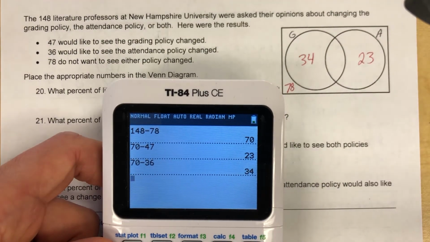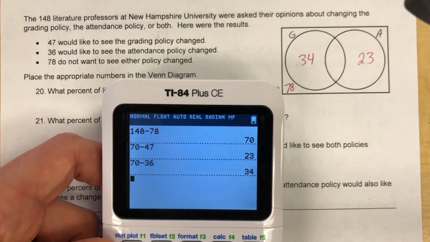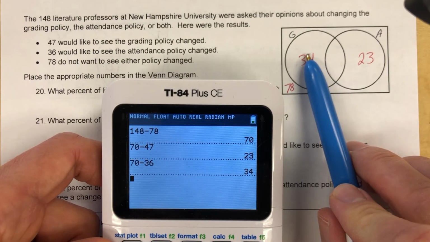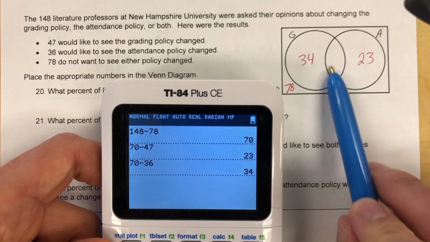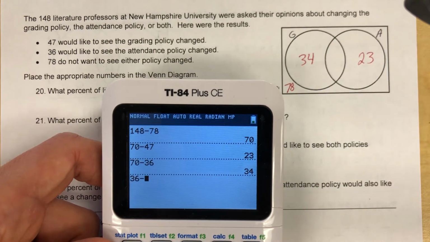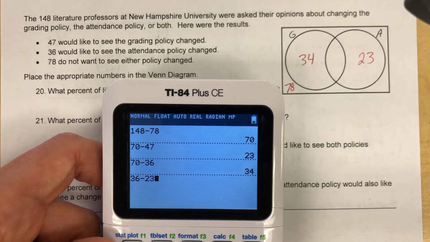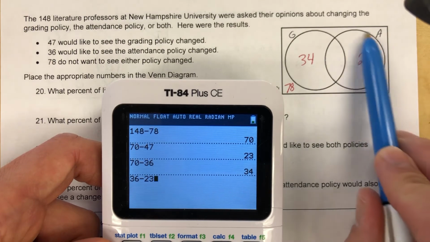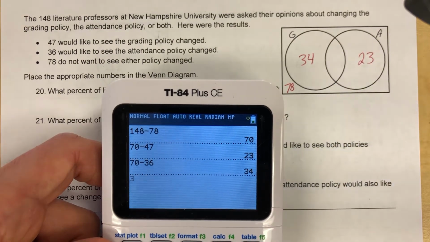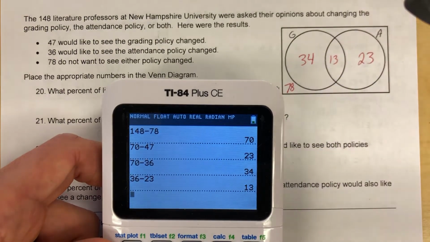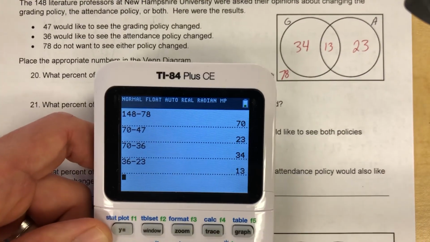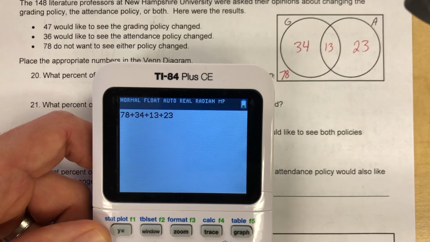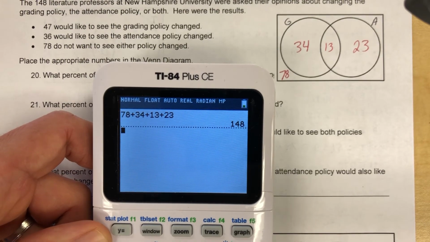Just grading. I didn't do it that way earlier, but here's another way. Let's suppose I don't know this 34, but I do know that this is 36. 36 minus 23. So when I press enter and I get 13, my 13 is going to go right here because I know this whole circle right here is 36. So 13. Now I'm going to double check everything. I better get some correct numbers here. So 78, 34, 13, 23. I better get 148. Okay, cool.